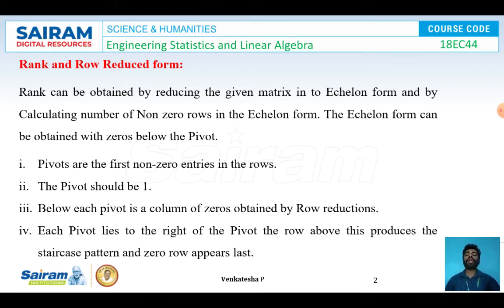And finally, to identify the pivot numbers, we can observe a staircase pattern below the pivots, and all the zero rows must be below the non-zero rows only. With these conditions, we can identify the pivot numbers by using the echelon form, by using the row transformation. And we have to know that to get an echelon form, we have to perform only row transformation. We should not perform any column transformation in this case.